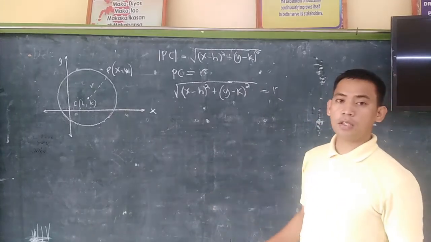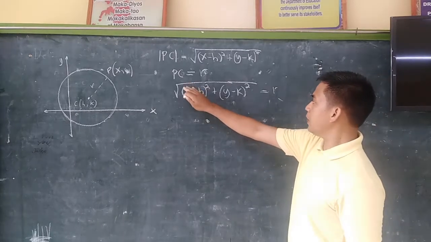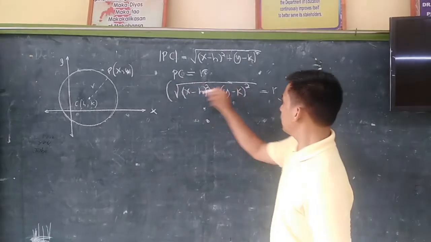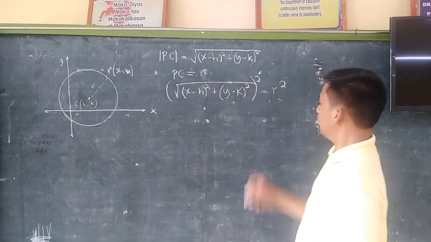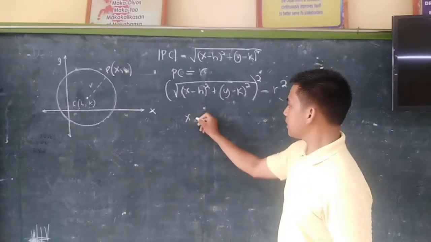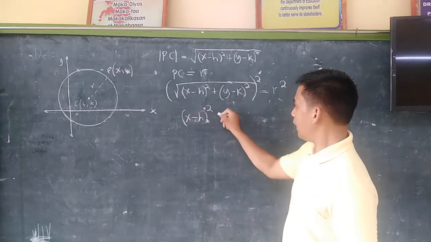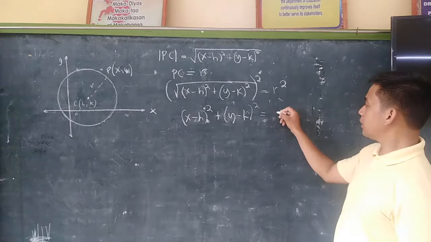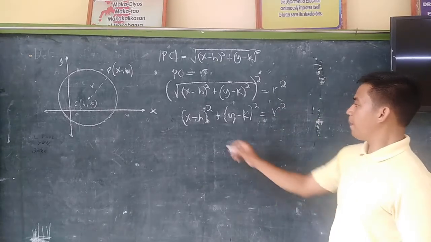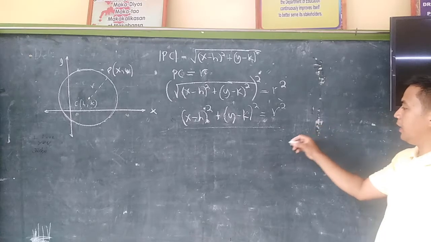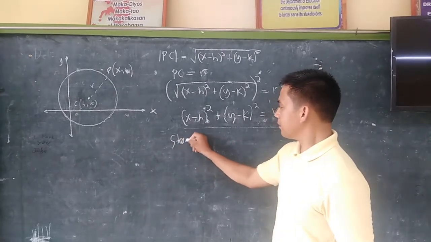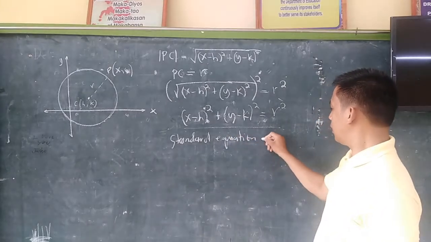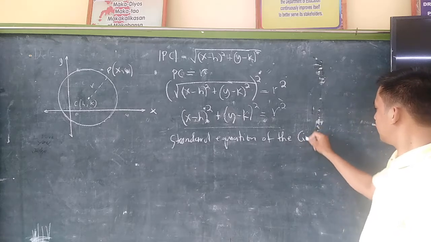Ato intention, kuha na to ang equation sa circle. So, to simplify this one, kuha na to ang ihang radical symbol. So, para makuha na, we will square both sides. If we will square this both sides, we can have x minus h squared plus y minus k squared equal to r squared. So, this one is the standard equation of the circle.